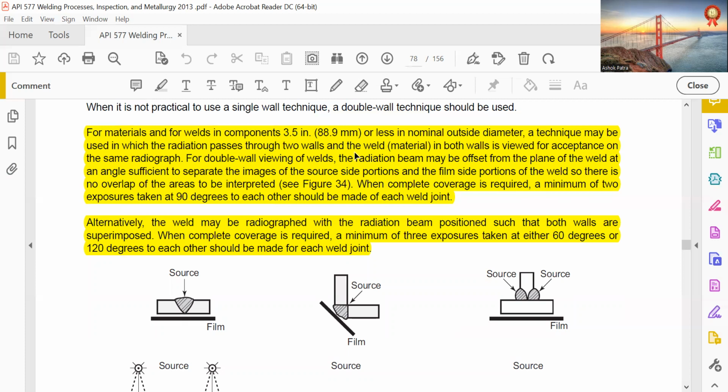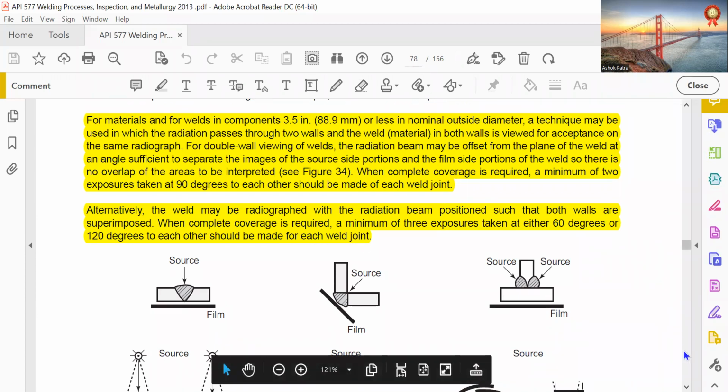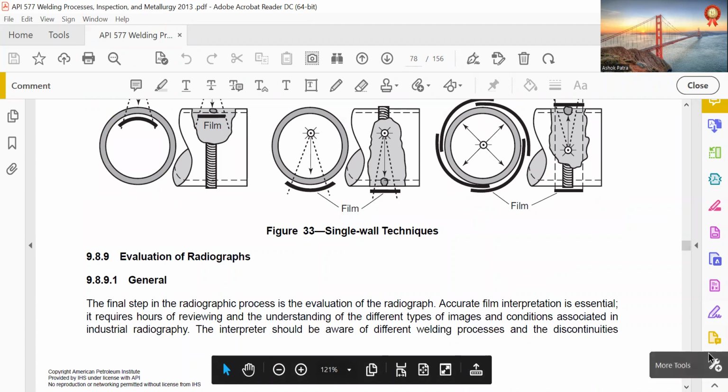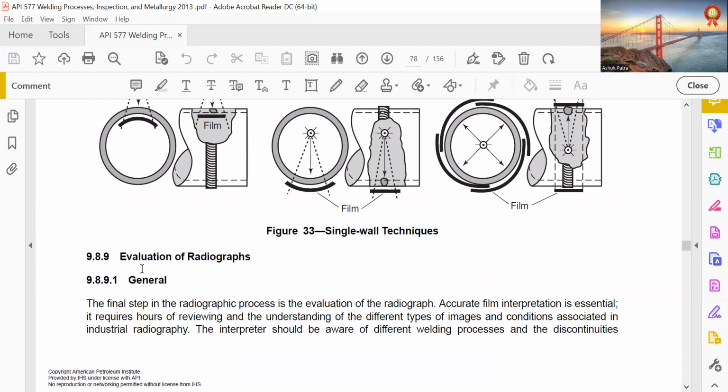For double wall viewing of the welds, the radiation beam may be offset from the plane of the weld at an angle sufficient to separate the images of the source side portions and the film side portions of the weld. So there is no overlap of the areas to be interpreted, and complete coverage is required. A minimum of 2 exposures taken at 90 degrees to each other should be made of each weld joint. Then you have to follow your company rules. Some companies require 3, some companies 2 is okay.